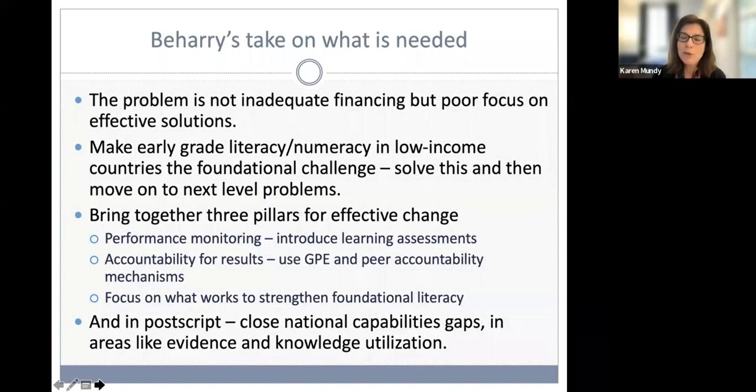And in closing, in a response to the large number of commentators of his paper, Bahari had a postscript, and he says he regrets in his initial piece that he did not focus more on the effective ways of closing the gaps in national capabilities, that in areas like evidence and knowledge utilization, the fact that so much knowledge and evidence is generated at the global level rather than generated nationally and owned and used nationally is a fundamental problem.